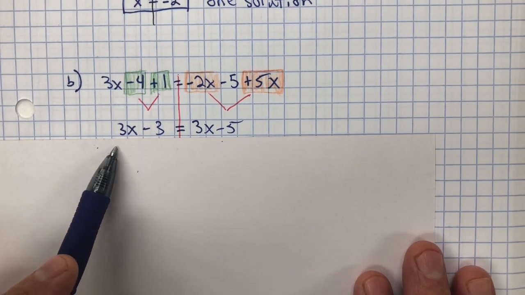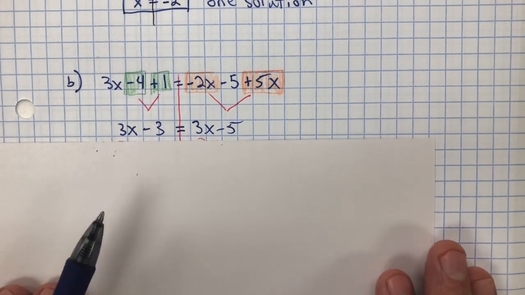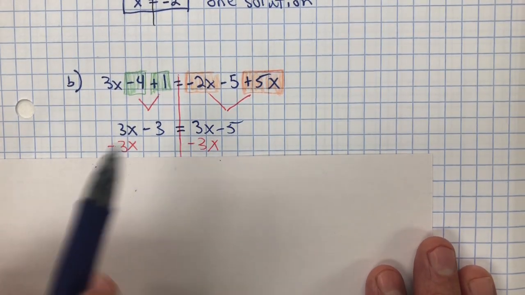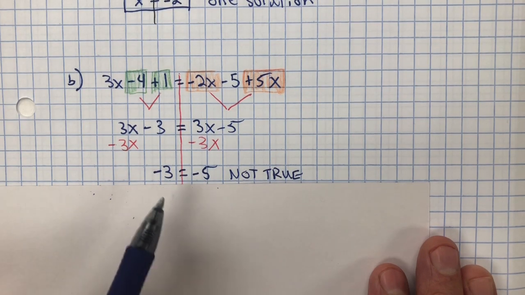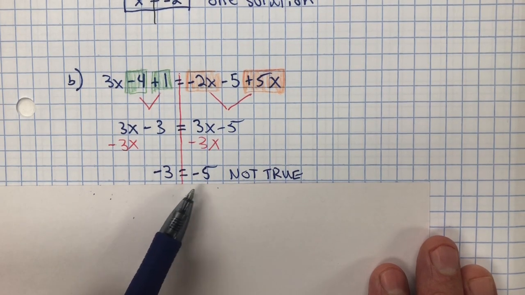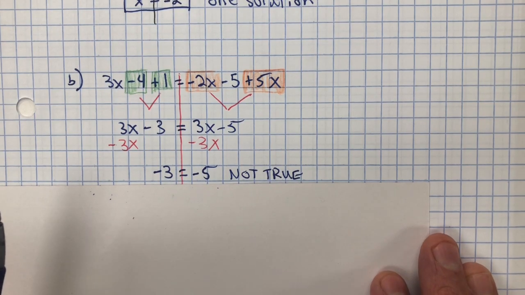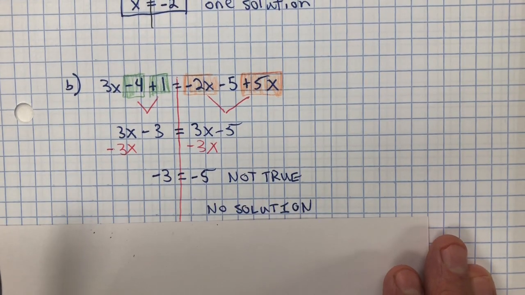Now we subtract 3x from both sides. And this is a zero pair, this is a zero pair. And we end up with negative 3 equals negative 5. And that's not true. And if you get a not true statement, there's no solution.